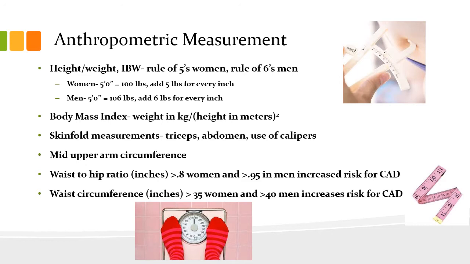You want to look at the mid-upper arm circumference, as well as waist to hip ratios in inches. 0.8 or greater in women, and 0.95 in men shows an increased risk for coronary artery disease. Waist circumference in inches greater than 35 in women and greater than 40 in men increases risk for coronary artery disease. This is where we start to see that more apple shape and the carrying weight in the abdomen becomes dangerous and can lead to multiple disease processes.